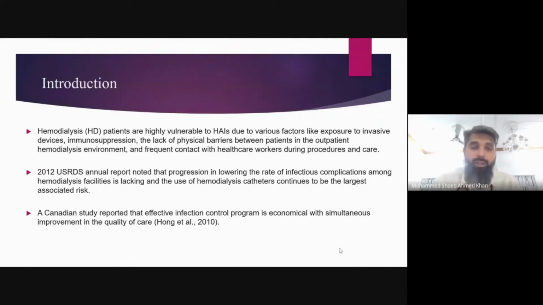And on top of that, the icing on the cake is the immunosuppressive state which they have because of the low nutritional status, followed by chronic inflammation, which leads to decreased immunity. So in 2012, the US Renal Data System showed the infectious complications. The data itself is not really there, but the most studied ones are the infections due to catheters.